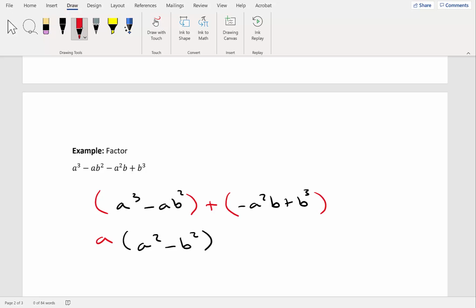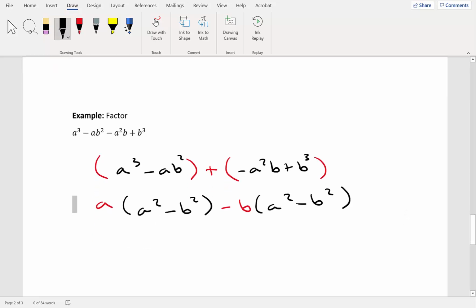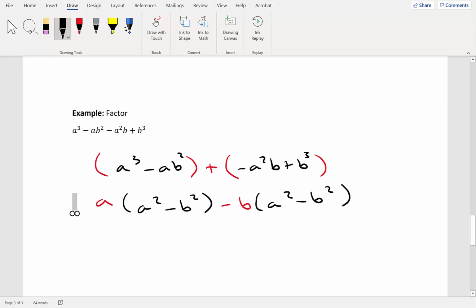The second group, I can factor out a -b. And I'm factoring out a -b, so that way I have the same binomial over here. I have a squared minus b squared. So now we have a common binomial of a squared minus b squared. Let's go ahead and factor that out. And then what we have left over is a minus b.